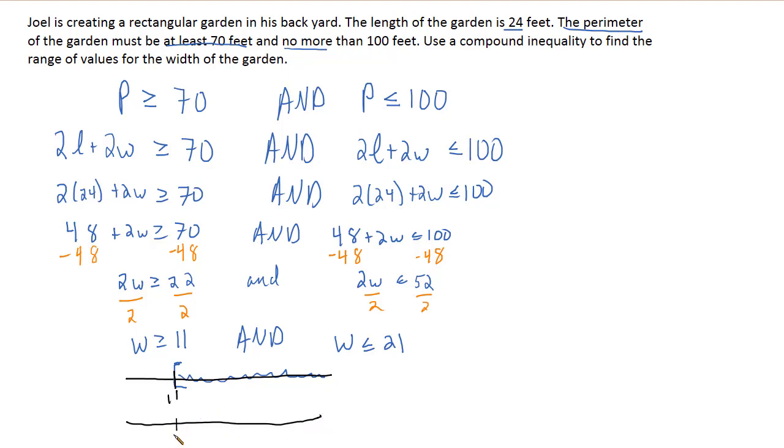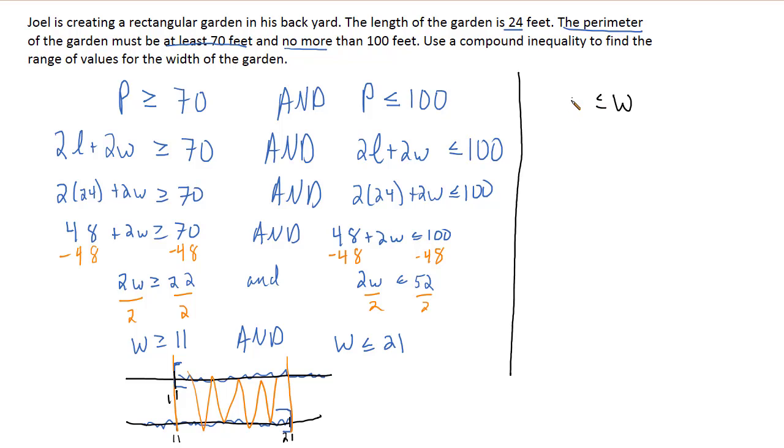Now let's think of a second number line. Here's 11 again, and here's 21 on the number line. For W to be less than or equal to 21, we would bracket the 21 and shade to the left. Taking the overlap of those two, the overlap occurs from 11 to 21, and we would shade that region between 11 and 21.